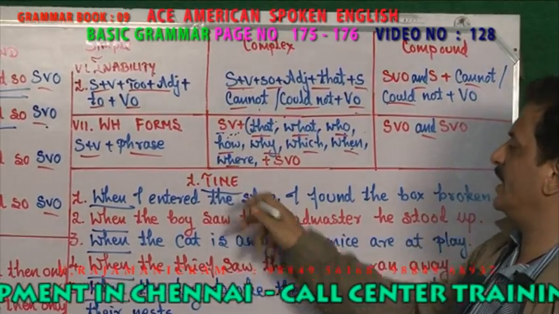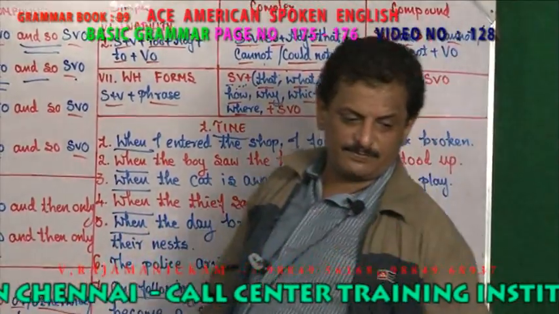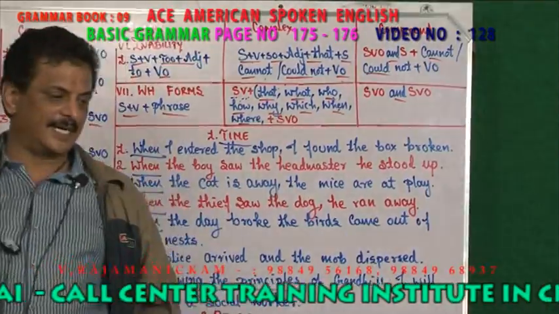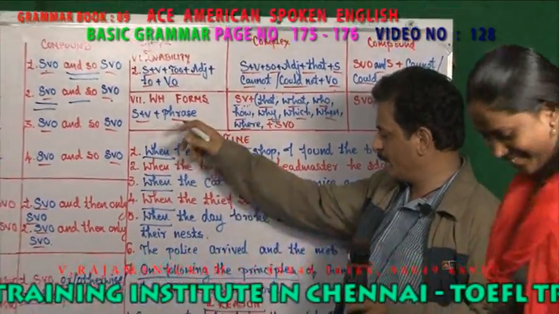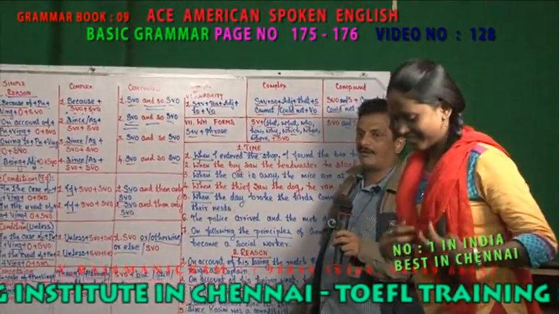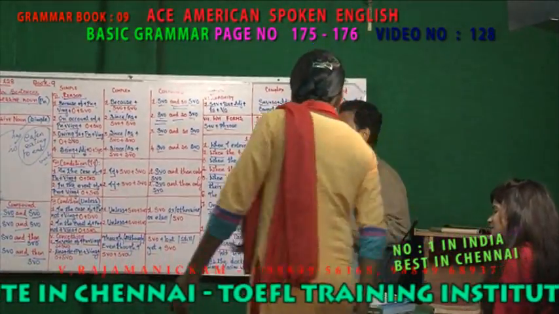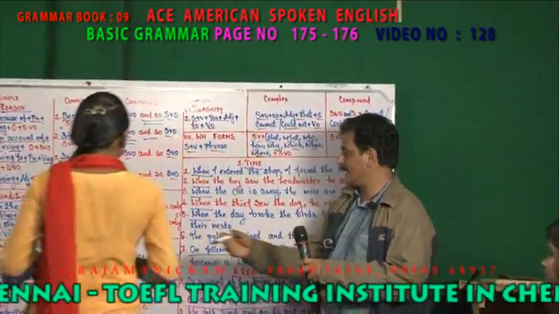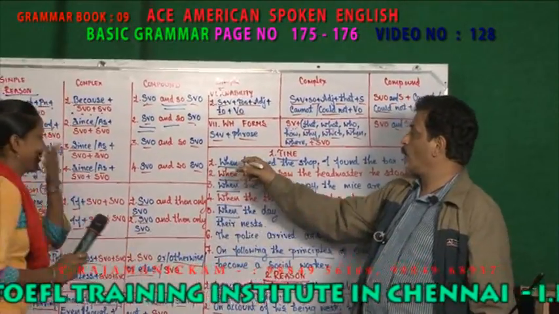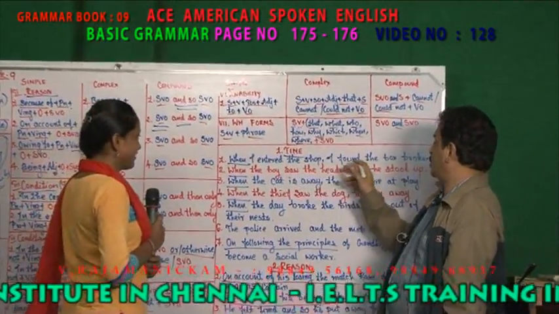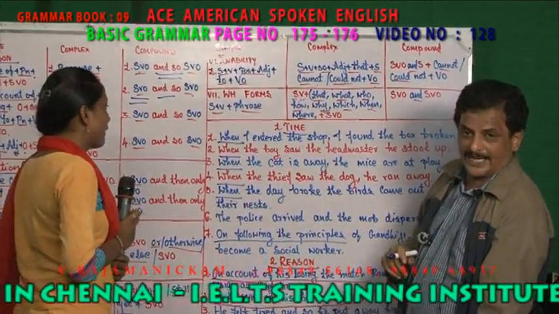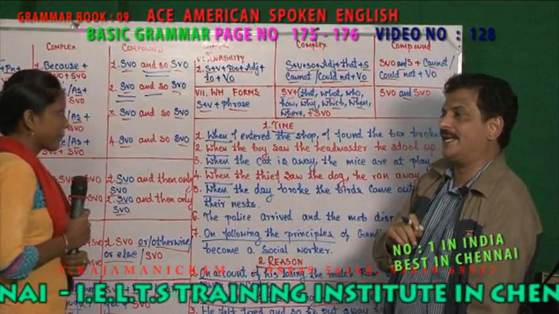Now time. Now we are going in for time. Yes, please come forward. Now coming to time, you have to use the words when or as. As means what? At the same time. Stand there. Yes, take the mic. When I entered the shop, I found the box broken. So two things happening at the same time.